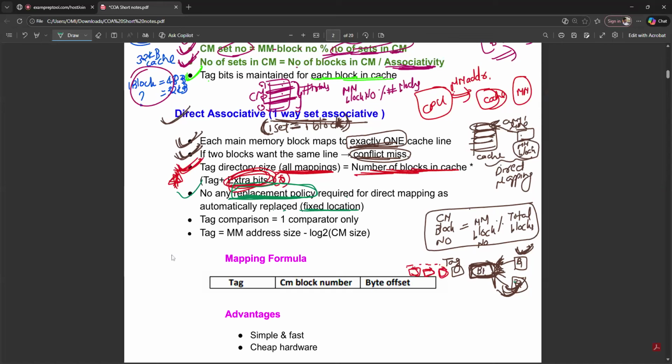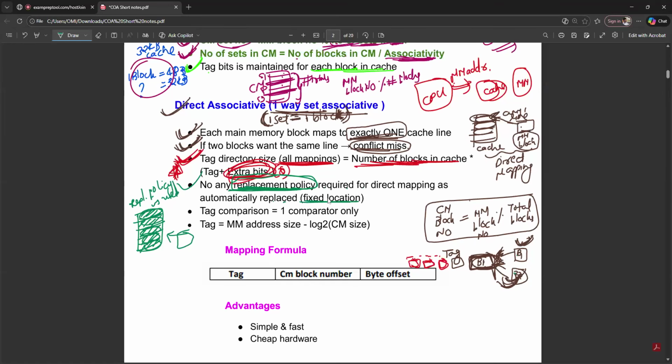So when does the replacement policy come in? If all blocks are full, right? Here it is filled, here also filled, here filled, and here filled. If a new block comes, then which block do we replace? In this case, the replacement policy is used.